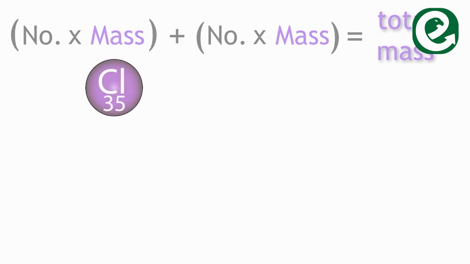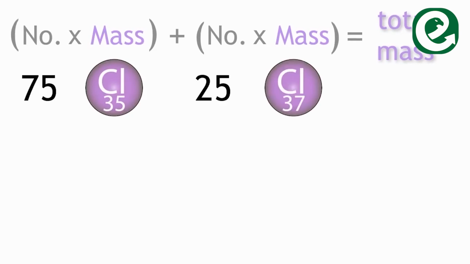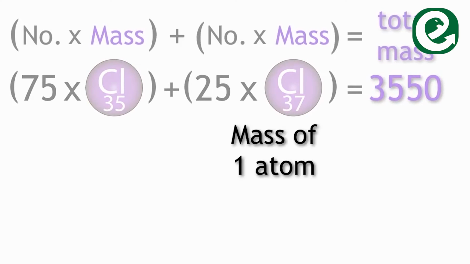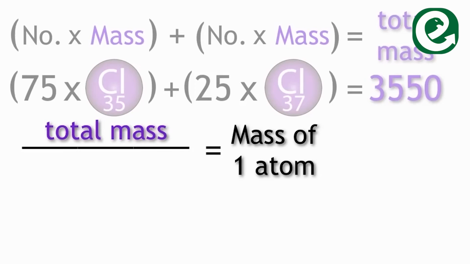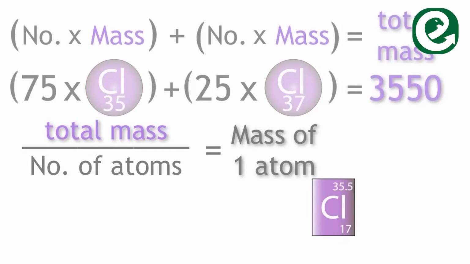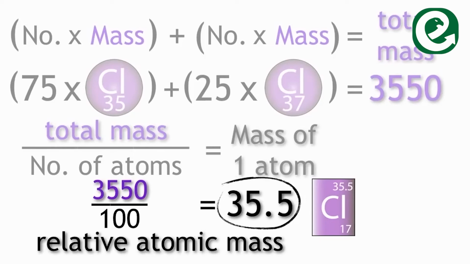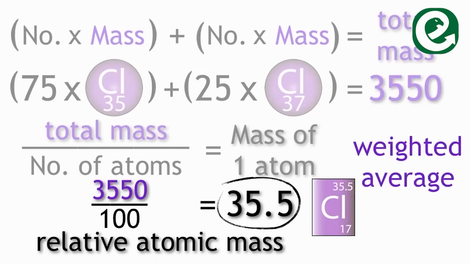For chlorine-35, there are 75 atoms, and for chlorine-37, there are 25 atoms. So the mass of 100 atoms would be 75 times 35 plus 25 times 37, which is 3,550. The mass of one atom will be the mass of the total number of atoms divided by the number of atoms. So the mass of one atom of chlorine would be 3,550 divided by 100, which is 35.5. The relative atomic mass has a value closer to 35 because there are more atoms of chlorine-35 than chlorine-37. It is a weighted average.